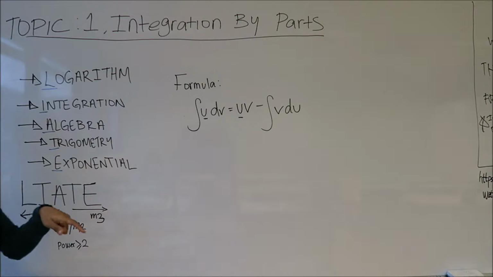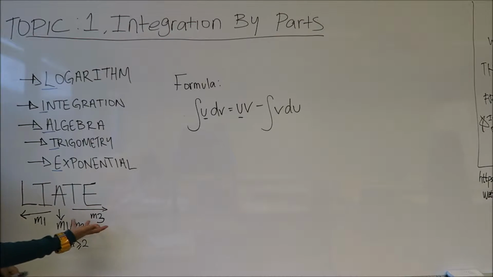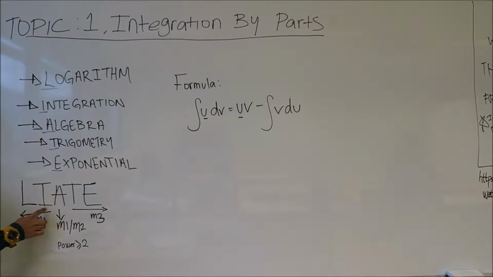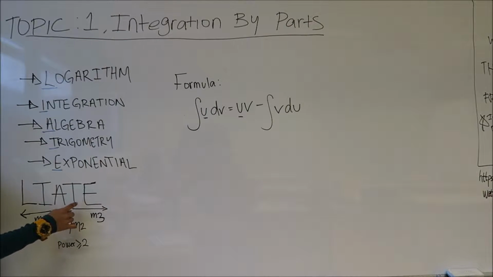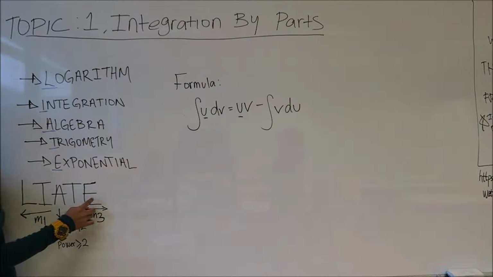What is LIATE? How do you know which method to use? You have to see over here. There is method 1, method 2, and method 3. For logarithm and integration, you have to use method 1. For algebra, you can either use method 1 or method 2, but method 2 is only applicable when the power is more than 2. And method 3 is when your u is trigonometric or exponential.